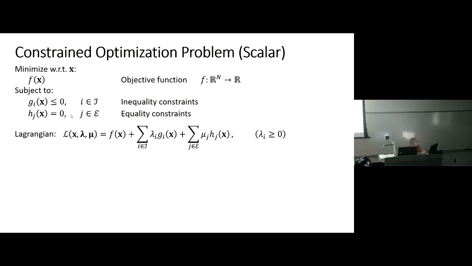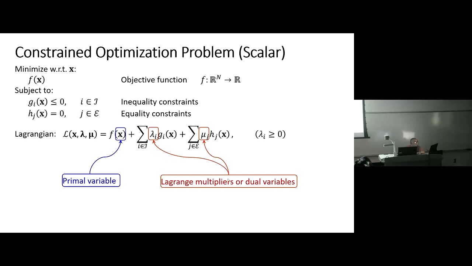If you want to write these as greater than or equal to 0, then make sure that either lambdas here are less than or equal to 0, or you can place a negative sign here instead. And mu_j's are all unrestricted, so they can be anywhere between negative infinity and infinity. So this x here is called the primal variable, and the lambdas and the mus are called the Lagrange multipliers or dual variables.